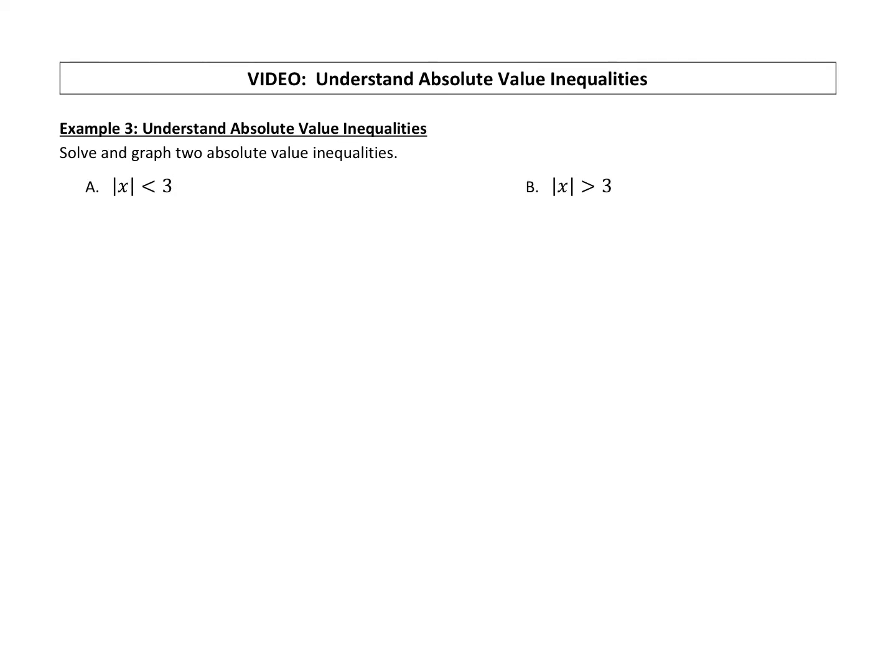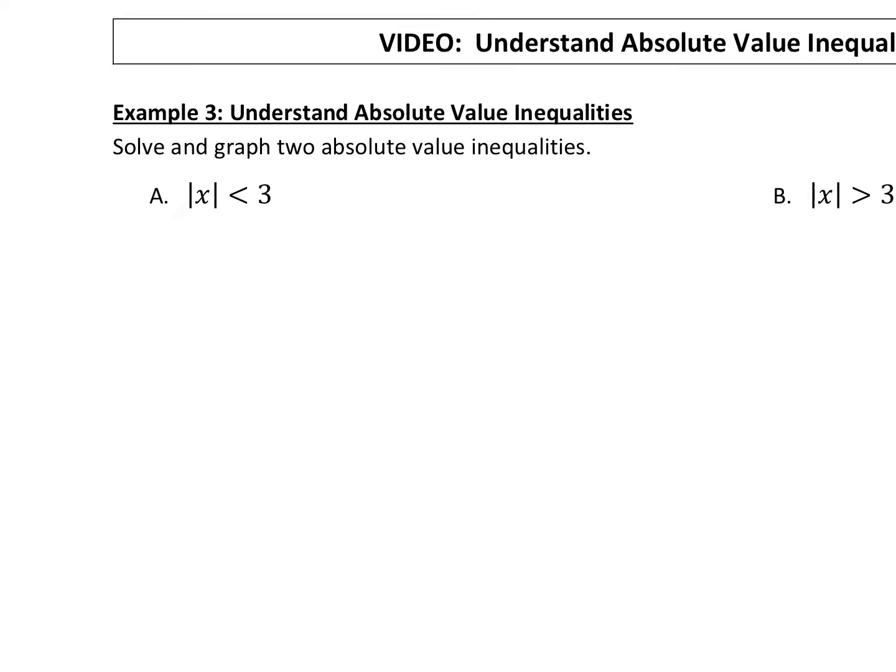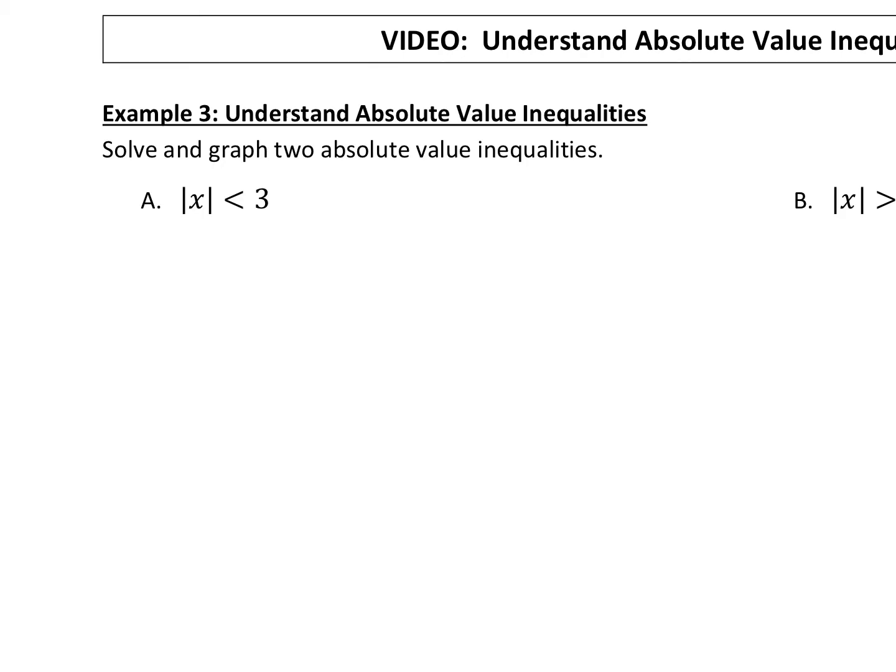All right, so now we're going to work on understanding absolute value inequalities. So our first absolute value inequality is the absolute value of x is less than 3. Here's how we want to think about this. The absolute value of x is the distance to 0, right? So we're saying the distance to 0 is less than 3. Here's what that would look like on a number line.